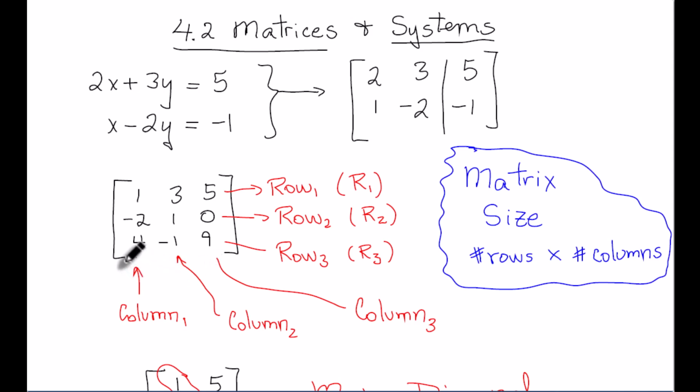And we say that the size of the matrix is the number of rows by, this is not multiplication, stands for by, how many columns. So this particular matrix would be 3 rows and 3 columns. This matrix would be 2 rows and 3 columns.